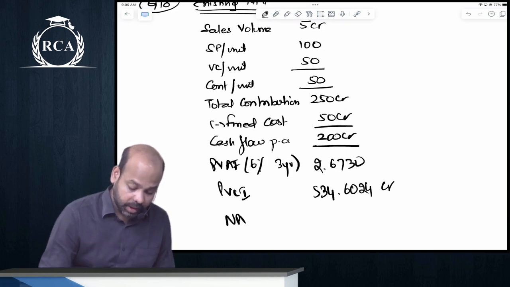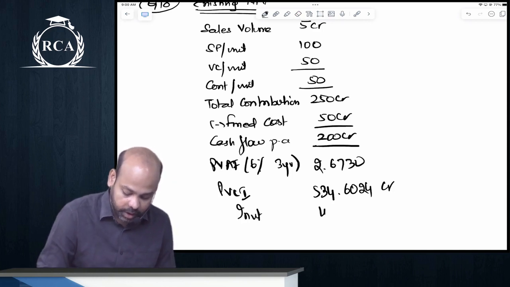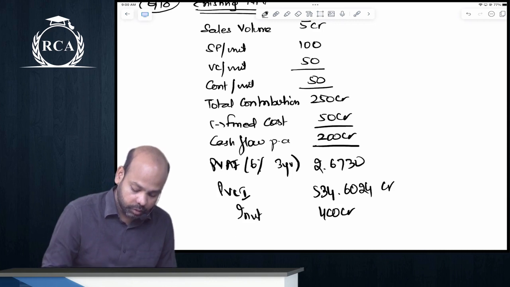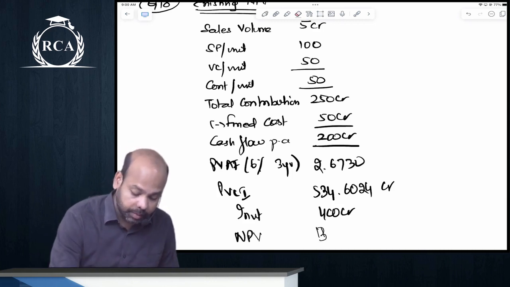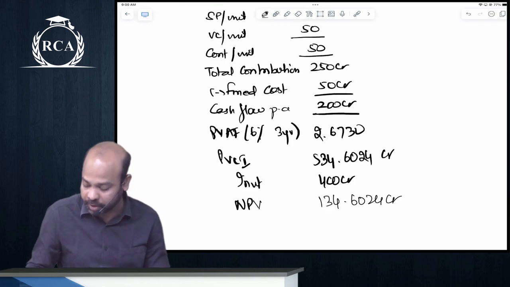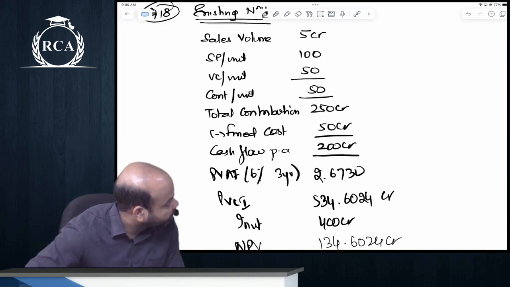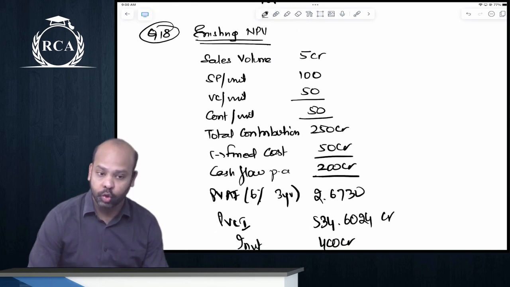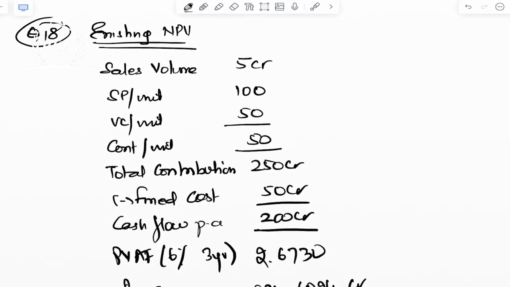Therefore, your NPV, beta, what is your investment, guys? Investment is 400 crores. So, what will be your NPV, guys? 130. This is how you'll present it. This is computation of existing NPV, guys. Nowhere related to this chapter. Normal. You just have to take your cash flows and arrive at your NPV. We have sales volume, selling price per unit, variable cost per unit, contribution, fixed cost, using which we're arriving at our cash flow.